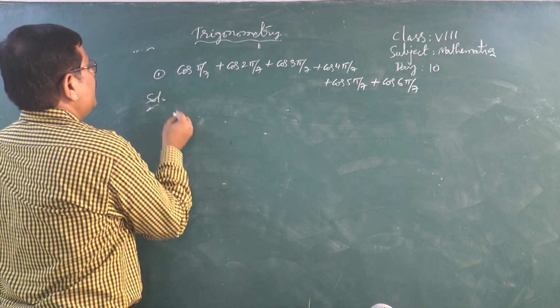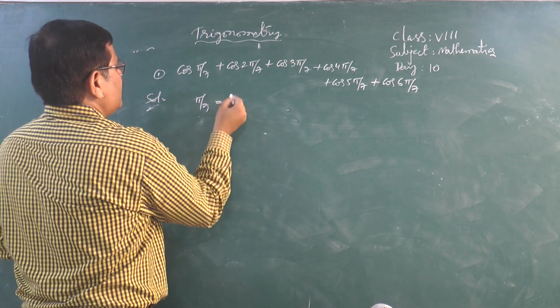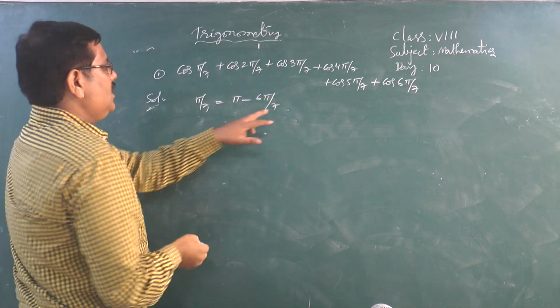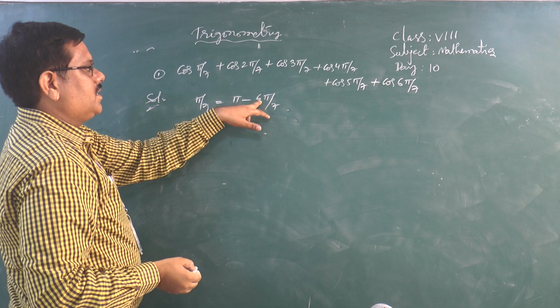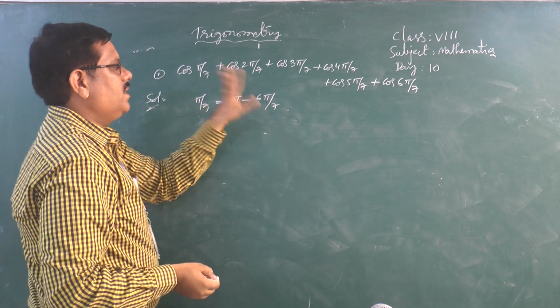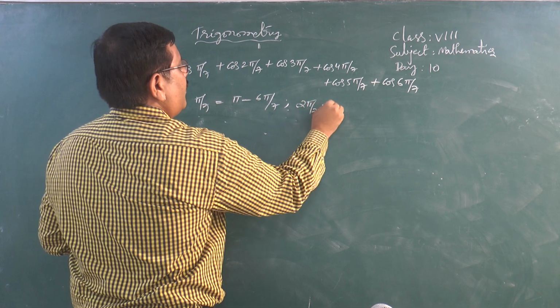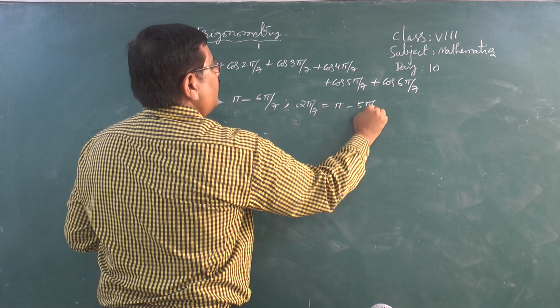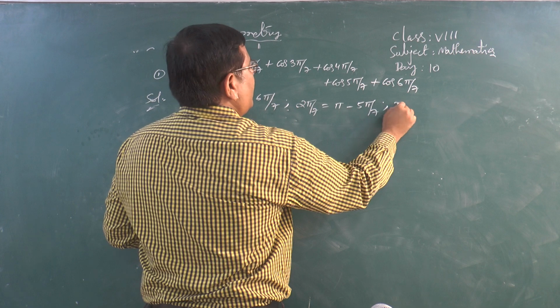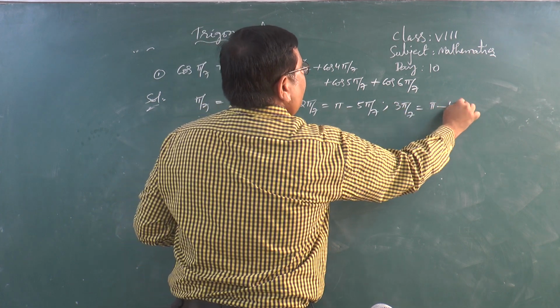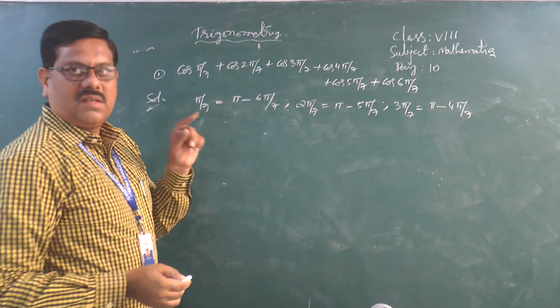Solution: if you take pi by 7, we can write it as pi minus 6 pi by 7. Look at this, 7 pi minus 6 pi, that is pi by 7. Pi by 7 and pi minus 6 pi by 7 are both the same. Next, 2 pi by 7 can be written as pi minus 5 pi by 7. Next, 3 pi by 7 can be written as pi minus 4 pi by 7. This is the first thing.